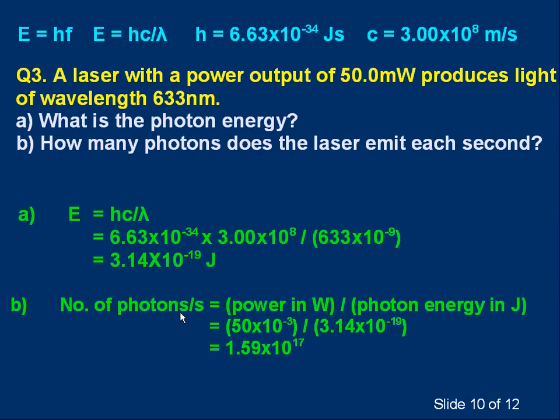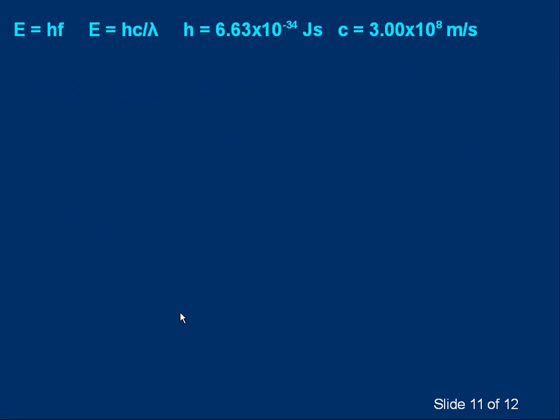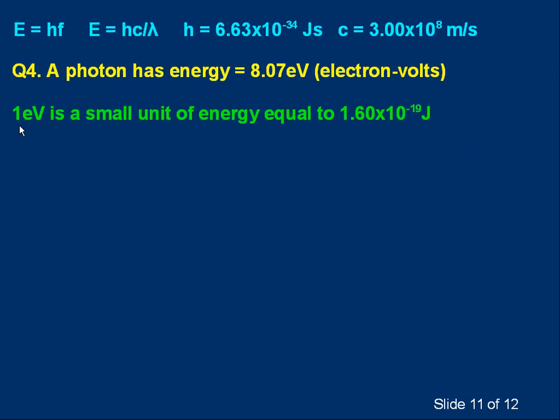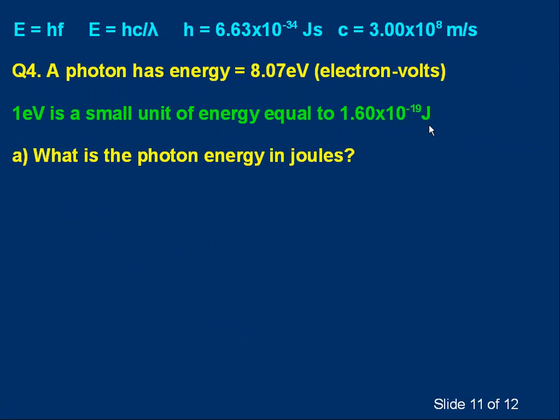Okay, one more question and we are done. This involves a unit you may or may not have met before, an electron volt, symbol small e capital V. It's called the electron volt. All you need to know for this question is that 1 electron volt is a special small unit of energy. It's equal to 1.6 times 10 to the minus 19 joules. So your questions are, what's the photon energy in joules and what's the wavelength in nanometers? Again, pause and have a go for yourself.